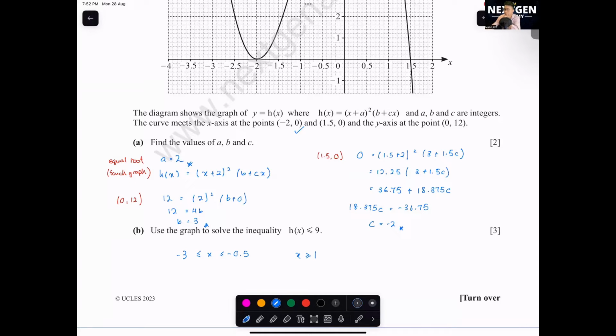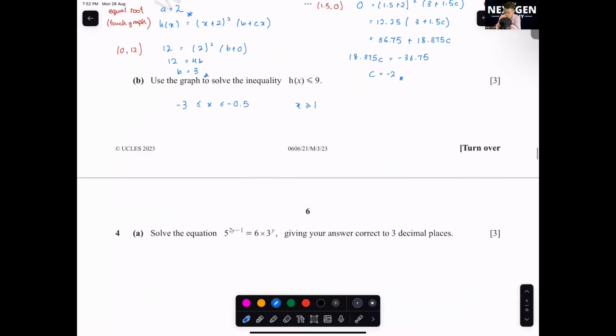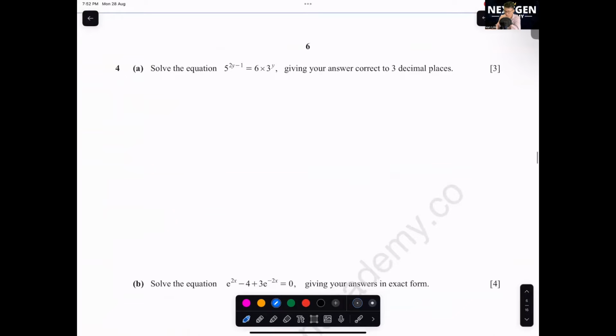This is for question 3. Let's go to question 4. Solve the equation 5 power 2y minus 1 equals 6 times 3^y. When I have an unknown power, I want to bring it down. What do I use? I use log or ln. Up to you, both will give you the same answer, just that the middle of the equation will be a bit different. I'm going to use ln over here. You can use log also.